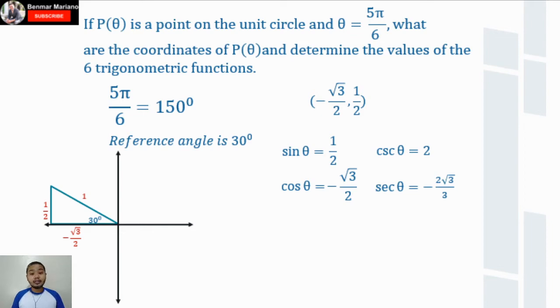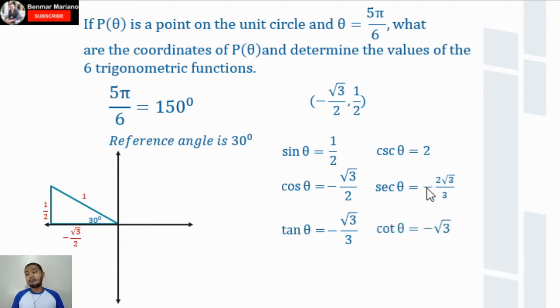For the last one, tangent theta. Tangent theta is opposite over adjacent. So in this case, that will become negative 1 over square root of 3. Rationalizing that one, we will get negative square root of 3 over 3. Next, for our cotangent, we are just going to reciprocate this one.